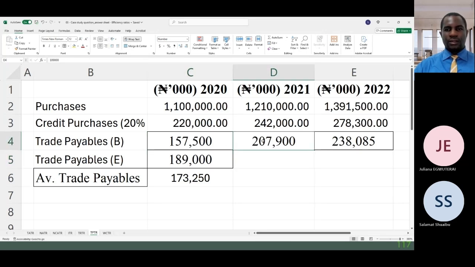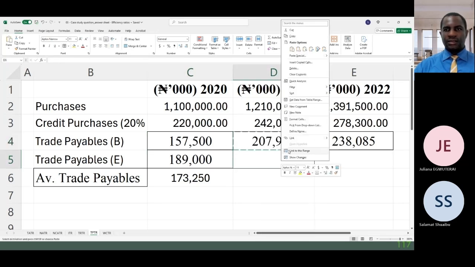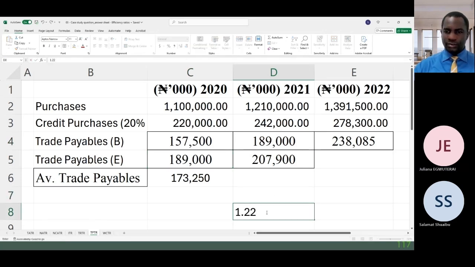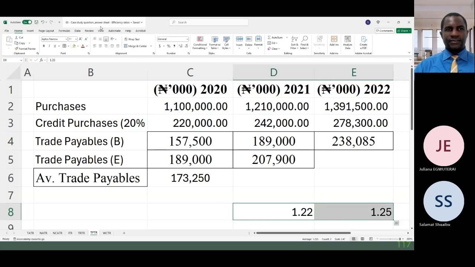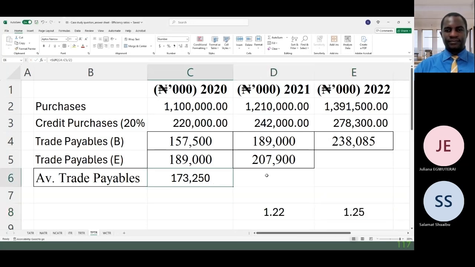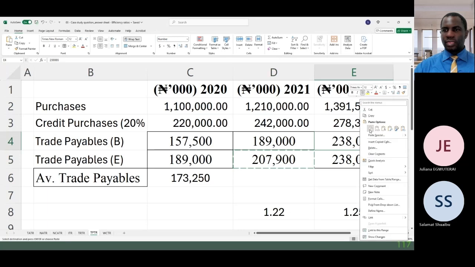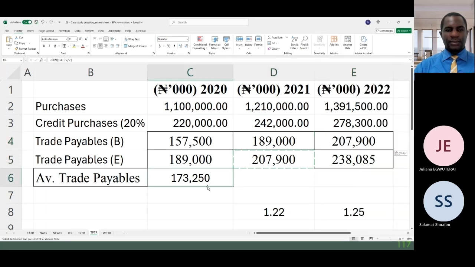Okay, so I'll have this as my ending and this as my opening. Okay, 1.22, 1.22, and 1.25. Salma, what do you have? Are you still calculating? Hello, Salma, are you there?